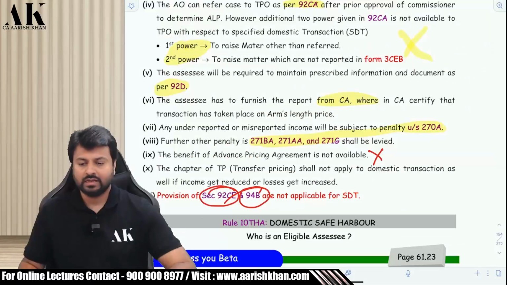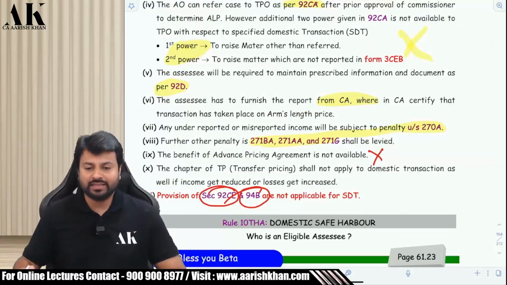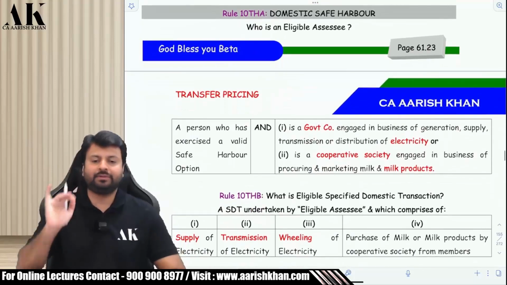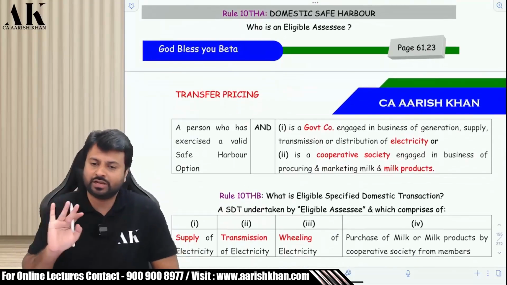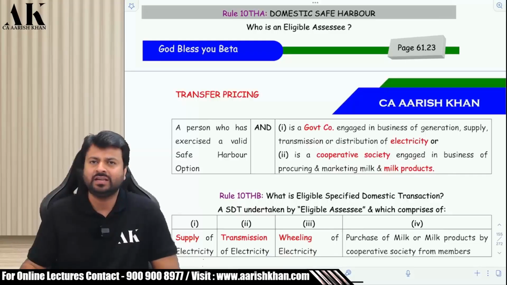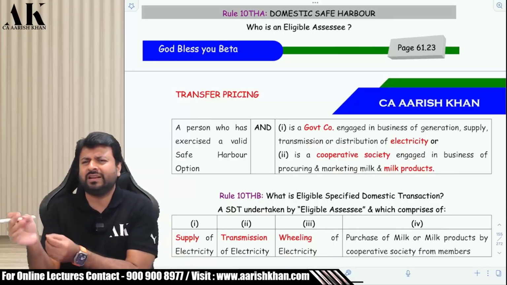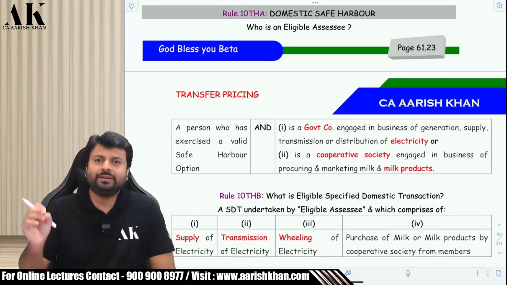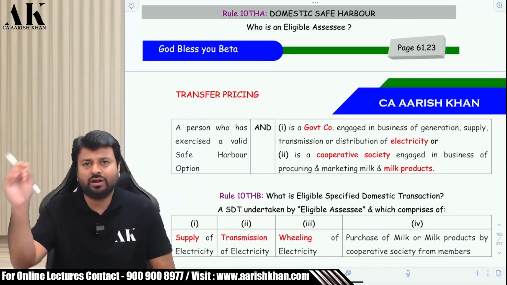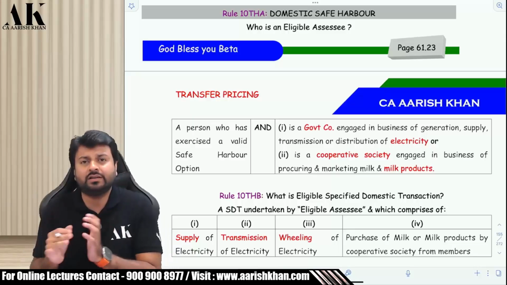Okay, now as I have said earlier, the domestic safe harbor rule is applicable for your exam, but the international safe harbor rule is not applicable for the exam. What is safe harbor? First of all, safe harbor is a circumstance in which, if you show a minimum profit, the government will accept your arm's length price. So that is applicable to only certain assessees, not applicable to all kinds of assessees.